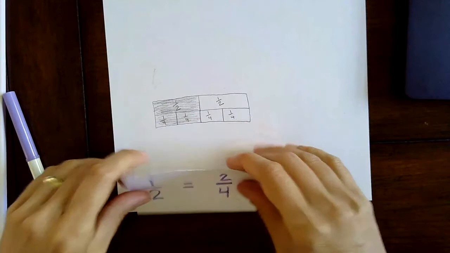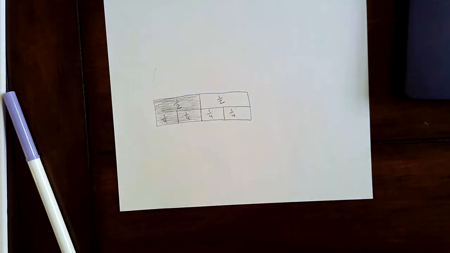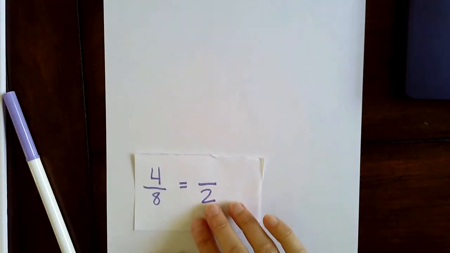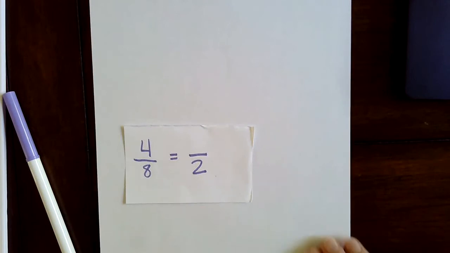Okay, now for the next one. The next one is 4/8 is equal to how many halves? I'm going to use my circle fractions for this one.